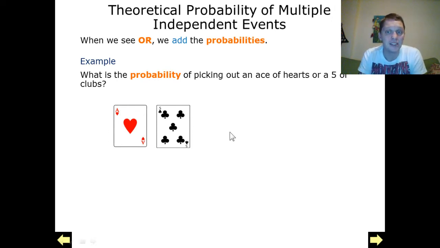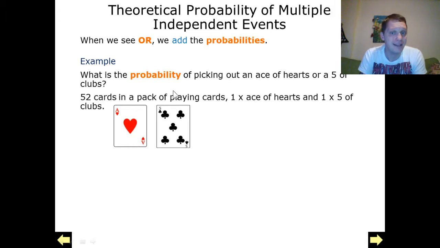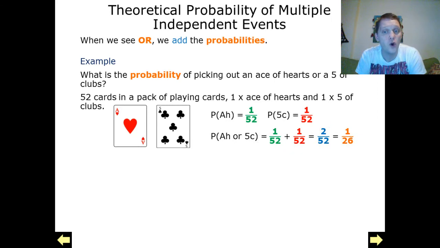So the probability of picking out an ace of hearts or a five of clubs from a standard deck of playing cards. There are 52 cards in the playing deck, and there is only one ace of hearts and only one five of clubs. So the probability of picking out the ace of hearts is 1 out of the 52, and the probability of picking out the five of clubs is also 1 over 52. And like we said, when we're dealing with OR, we are going to add together our probabilities. So 1 over 52 add 1 over 52 gives me 2 over 52, or we could simplify that as 1 over 26.